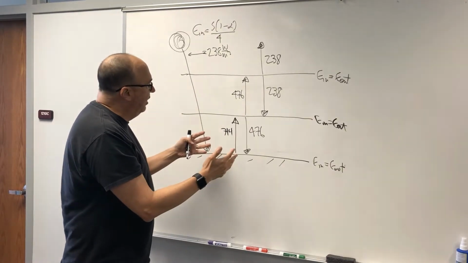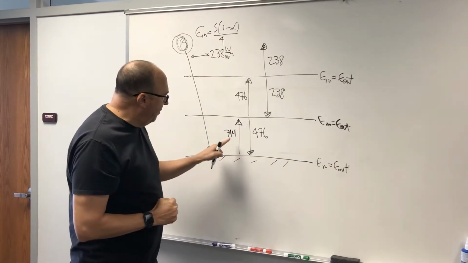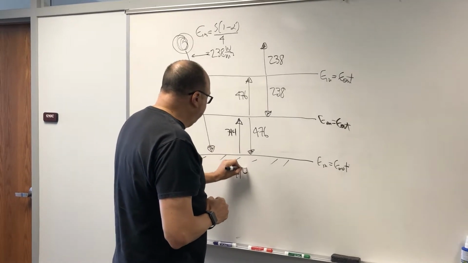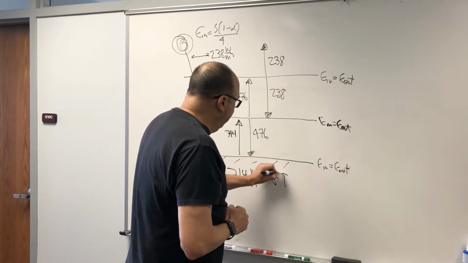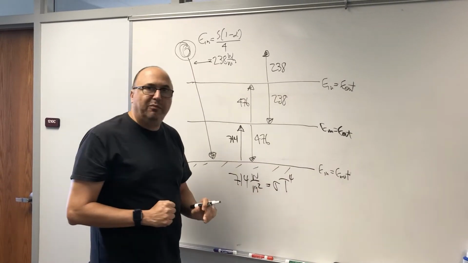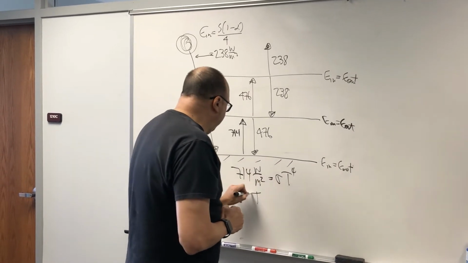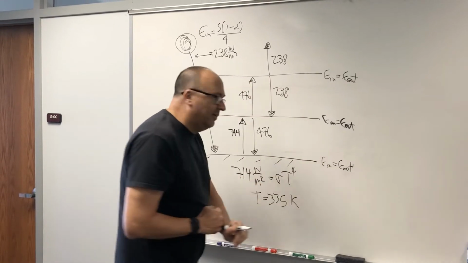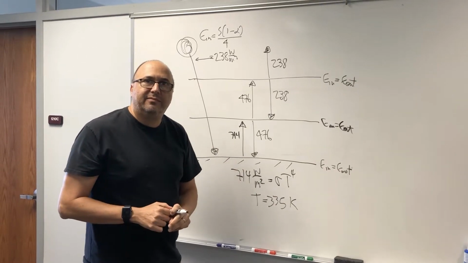So now we can calculate the surface temperature. Remember, we calculate the surface temperature because we know what the surface is emitting. So 714 watts per meter squared is equal to sigma T to the fourth. Okay, Stefan-Boltzmann law. So you should now be able to solve this for T. If you do that, you'll get T equal 335 Kelvin. And there, you've calculated the temperature of a two-layer planet.